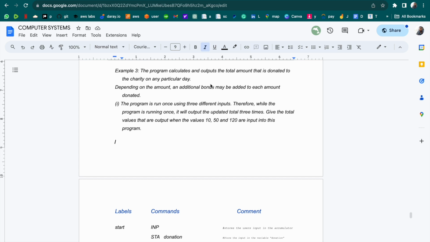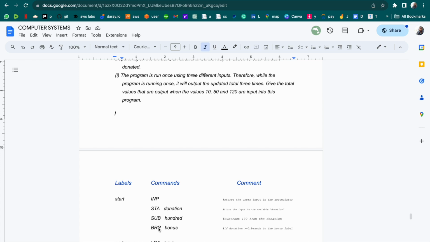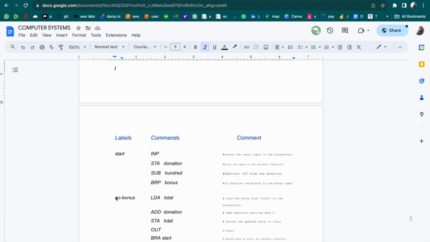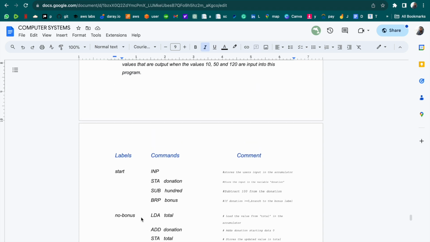The program is run once using 3 different inputs. Therefore, while the program is running, it will output the updated total 3 times. Give the total values that are outputted when the values 10, 50, and 120 are inputted into this program. Right? So, BRP, branch if positive. When you've done your addition and subtraction, if the number you get is positive, it says skip this no bonus section and branch to the bonus section. And one important thing to note is after you subtract 100 from whatever donation arrives here, there's nowhere where the result of that subtraction is stored into the donation.